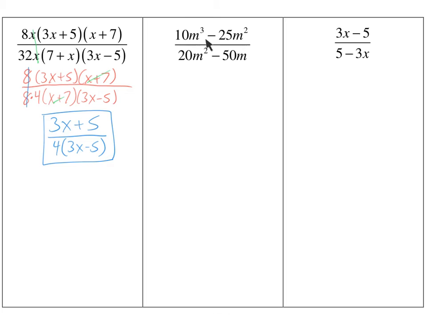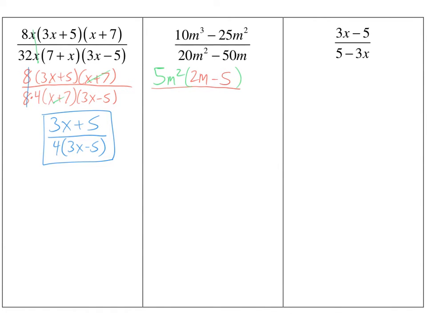Alrighty, to simplify this one, let's pull out greatest common factors. So for the top, what's the GCF of 10 and 25? Hopefully you can tell that's a 5. And what's the GCF of m cubed and m squared? Hopefully you can tell that's m squared. So when I pull out 5m squared from both pieces, 5m squared times what gives you 10m cubed? Hopefully you can tell that's 2m. 5m squared times what gives you 25m squared? Hopefully you can see that's minus 5.